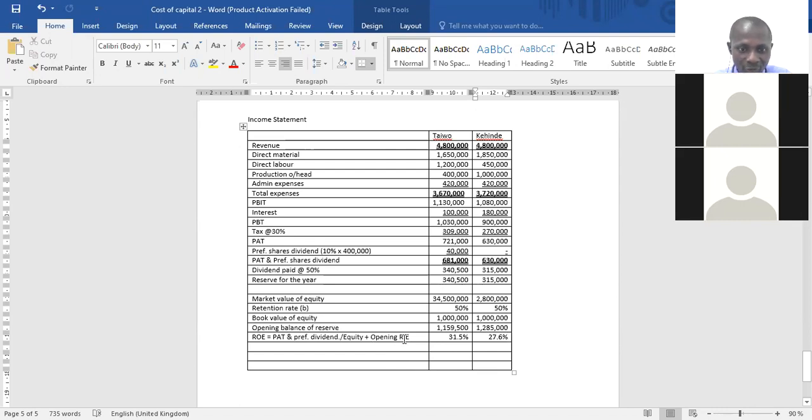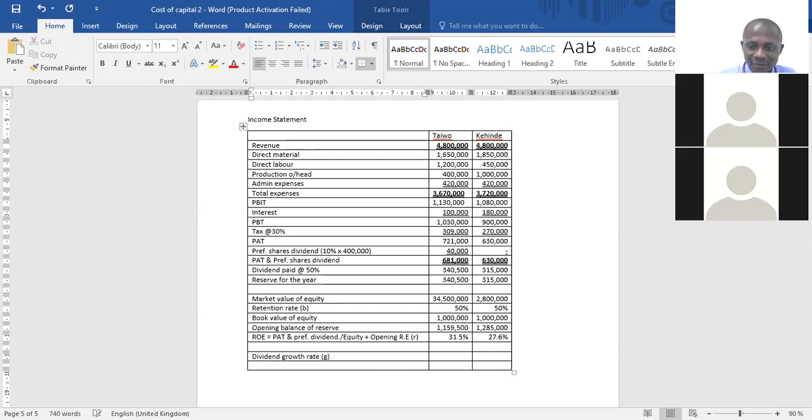I have my return on equity now, which is my R. Return on equity is R, and my proportion of earnings retained is B, which is 50%. So from here, I can get my dividend growth rate, which is G.